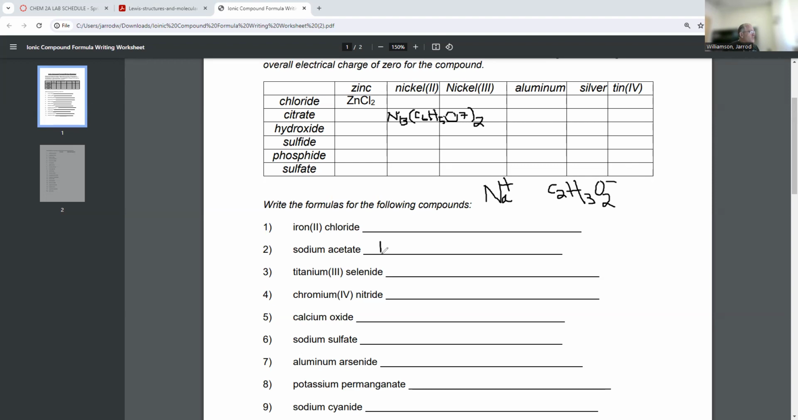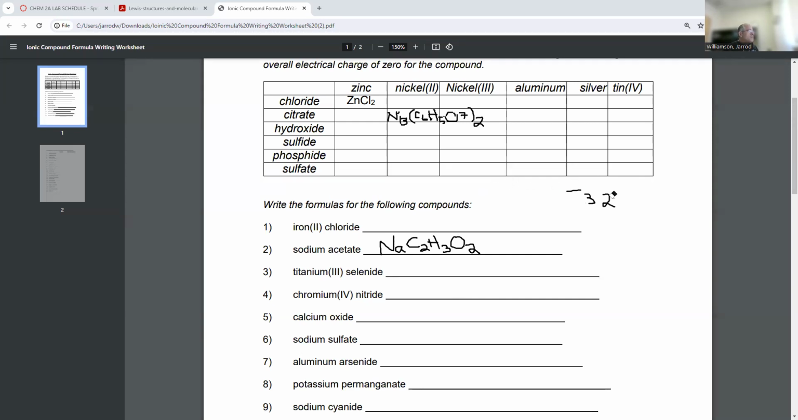So the formula for this would be NaC2H3O2. That's the formula for that one.